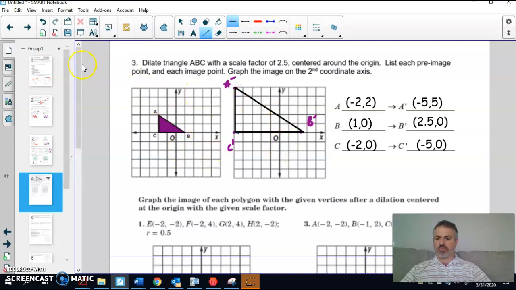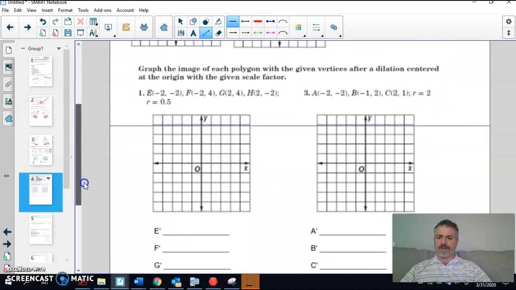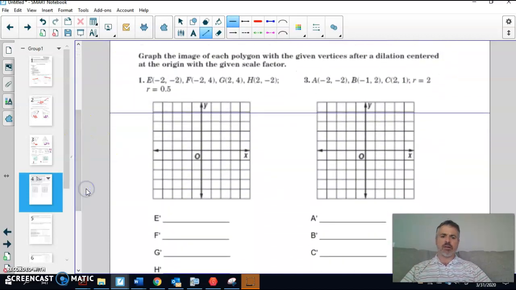So down here, it gives me some more. I'll probably continue with these on the next video. Again, my timer's running out here, 15 minutes. So I'm going to pick up on these two problems on the next video.